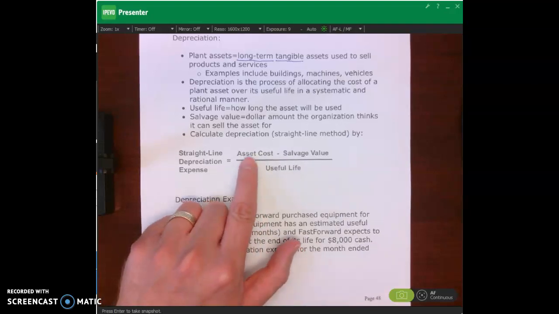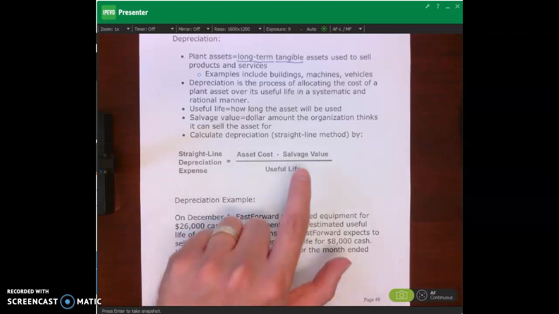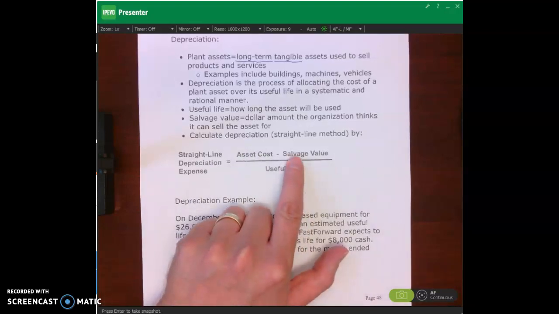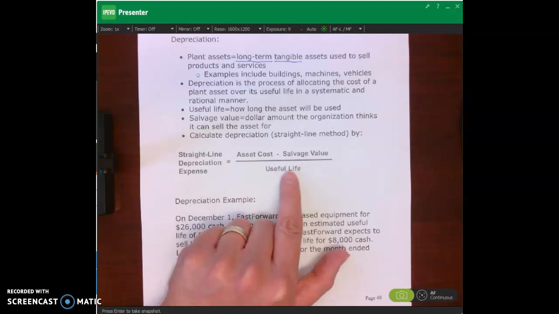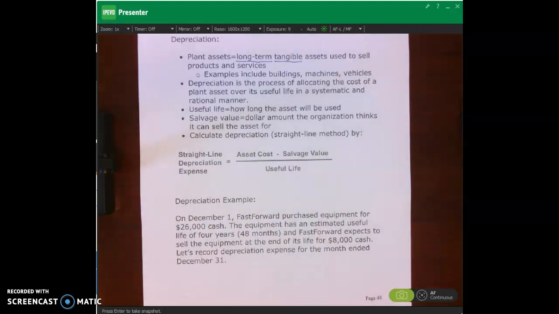The way we calculate depreciation is we take the asset cost we paid for it, plus any normal and reasonable expenditures to get it ready for use, minus the salvage value, which is what we think we can sell it for at the end of its useful life, divided by the number of years we think we will be able to use it for. Okay? So let's take a look at our depreciation example right over here.